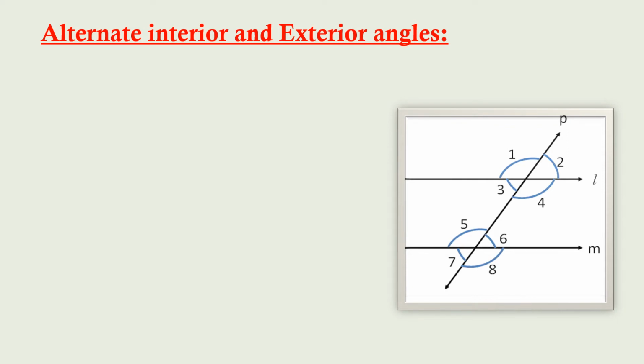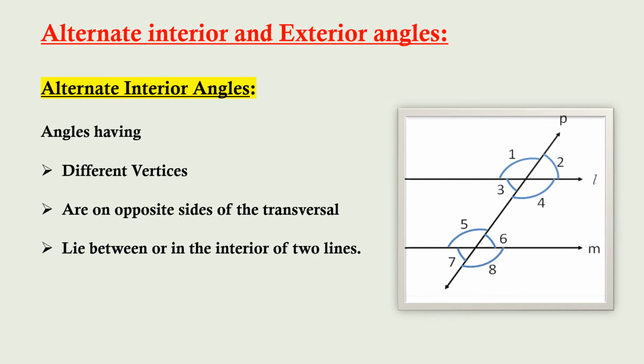Now let us learn about alternate interior and alternate exterior angles. Okay, we will take them one by one. First of all, let us look at the alternate interior angles definition. So now what are alternate interior angles? Alternate interior angles are the angles having different vertices. Okay, they also have different vertices. Alright, the next important line is they are on the opposite sides.